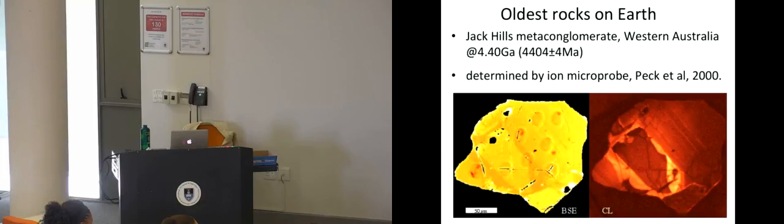And this is just a picture, a cathode-luminescence image again, of the zircon. You can see there's an older rim and then this outer material. And they were able to date the very old rims of these zircons to 4.4 billion years.